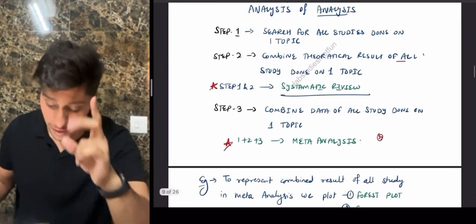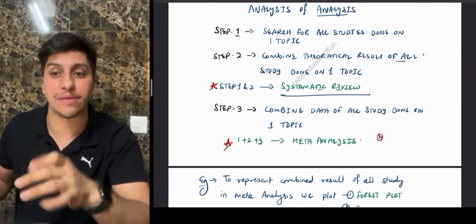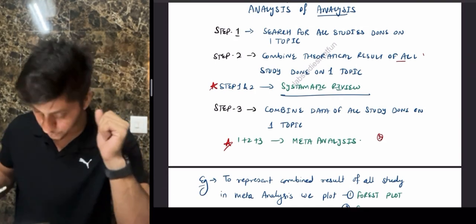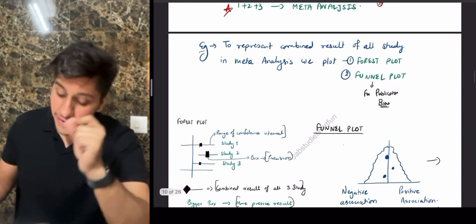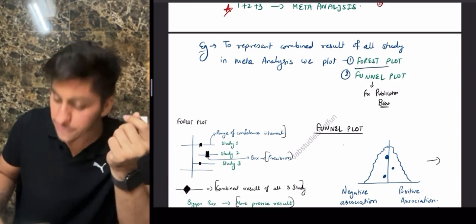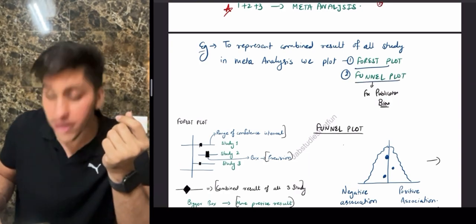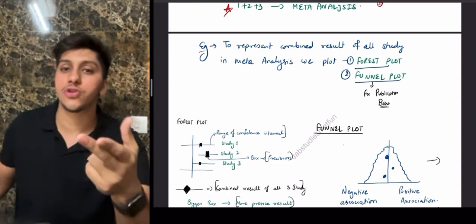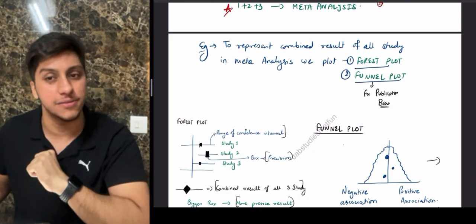So remember, step 1, 2 and 3, combination of these 3 steps together is meta-analysis. Now, to represent the combined result of all the studies in meta-analysis, we use 2 plots. One is going to be your forest plot, and the other one is going to be your funnel plot. Funnel plot is also used in something which is known as publication bias.